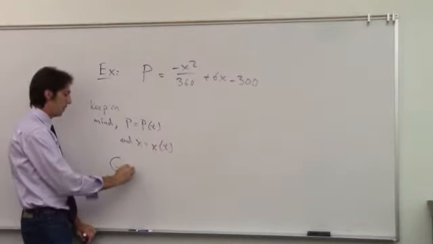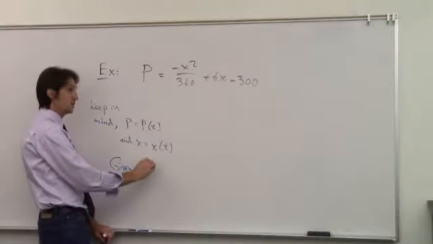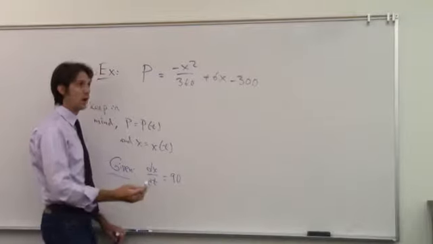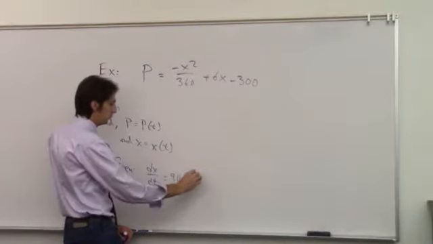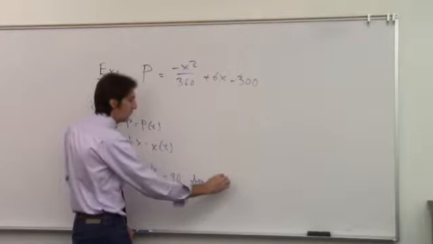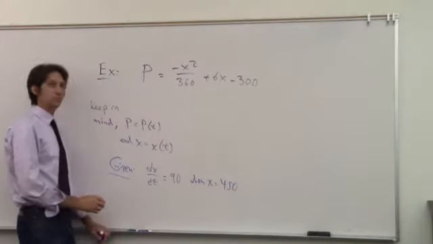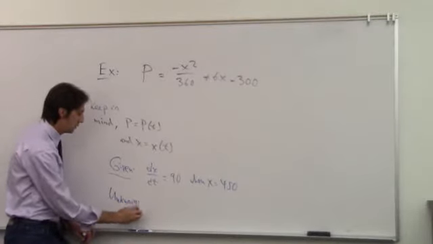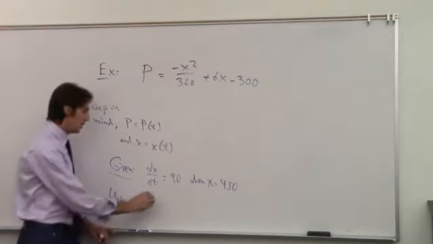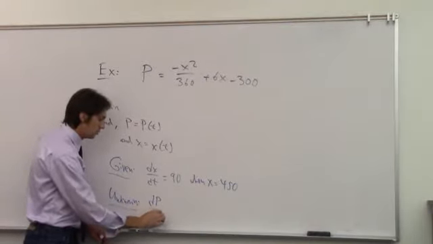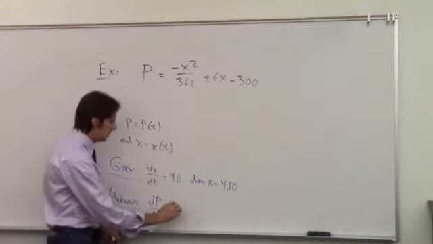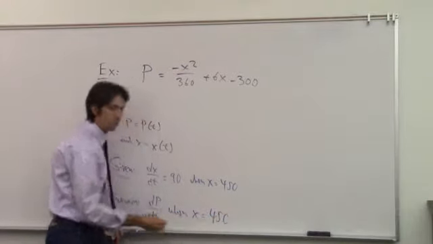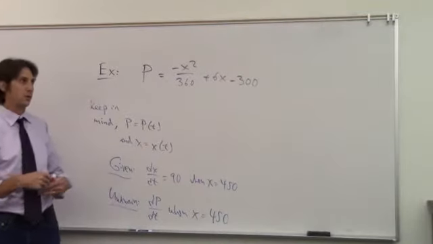In the problem, they tell us that dx/dt is equal to 90 cups per day at the moment when x is 450. And the unknown, what we will eventually solve for in this problem, is dP/dt, the rate at which the profit is changing. And I want to know that at the moment when x is 450, in other words, when final exams begin.